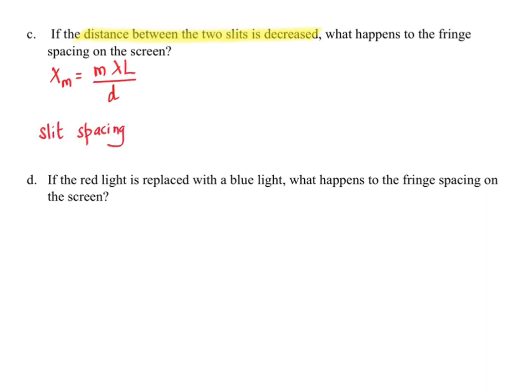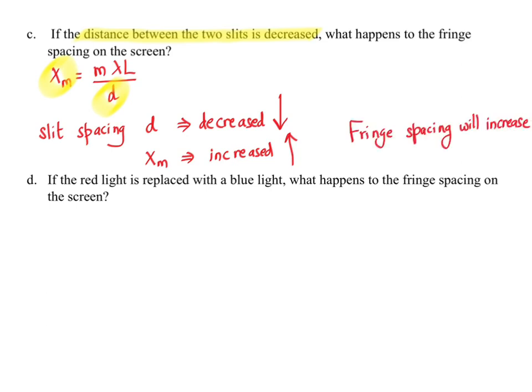So distance between the two slits, that is the slit spacing D, is decreased. We can see in the formula XM and D are inversely proportional to each other. That means if D decreases, XM will increase. So fringe spacing will increase. That will be our answer.